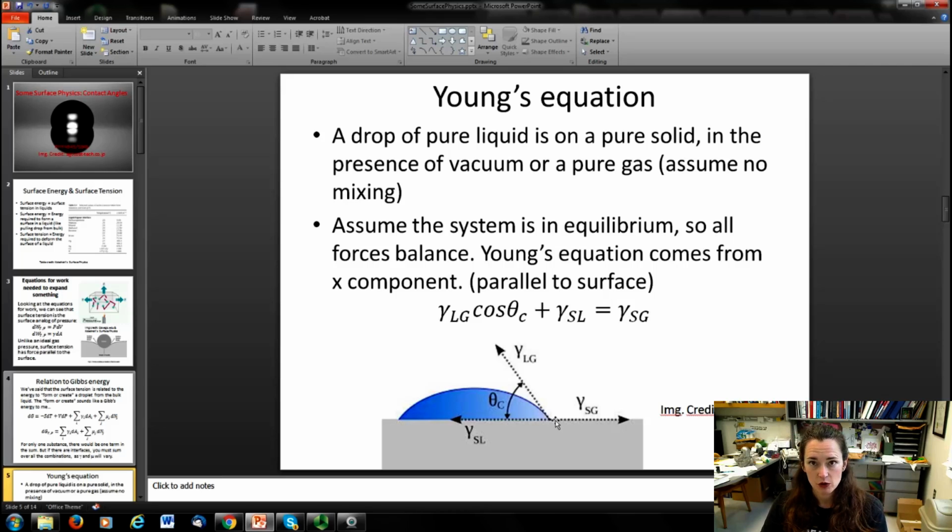If you look at what's going on right at the edge of that droplet, the vector would stick up, and the angle in between the surface and that vector that we've just drawn is defined as what's called the contact angle. Okay, so that's our contact angle.